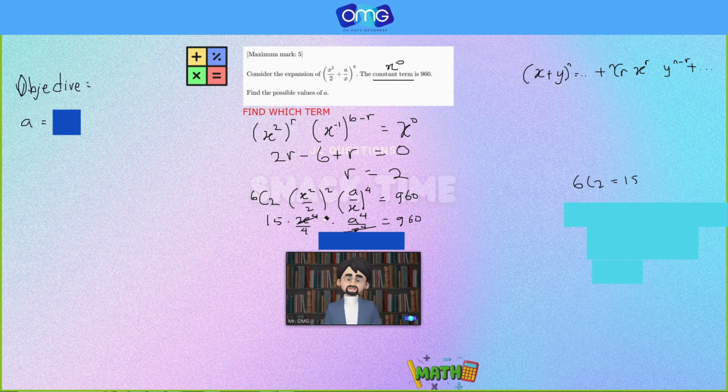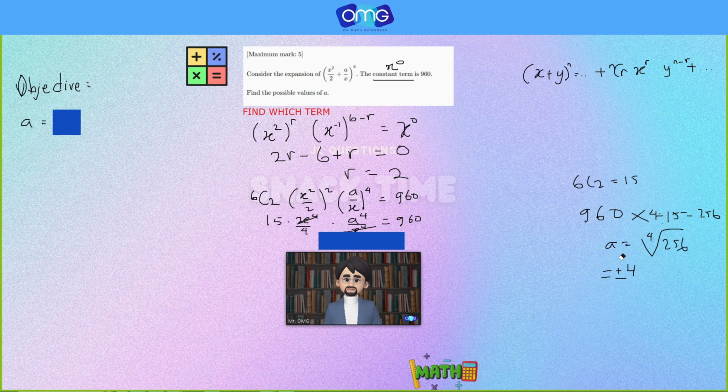Look at that, you can cross out the x to the power of 4, that makes the constant term. That equals 960, and to find a to the power of 4, we do 960 times 4 divided by 15, which is 256, and the fourth root of 256 gives us plus or minus 4, and plus or minus 4 is the answer.